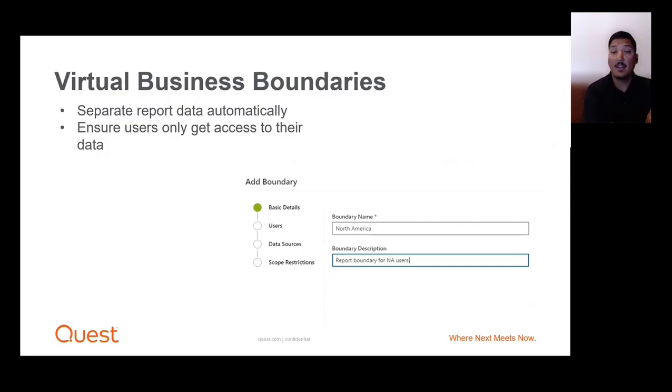So again, going back to the compliance and the GDPR requirements in Europe, we have scenarios where you might have someone in a specific country that can't see anyone else but the users that are in their same country, or a manager that can't see any users that aren't directly reporting to him. And what the VBBs do is that it gives you a mechanism to automatically separate that data, so that when a user logs in, they're only going to get access to their data.